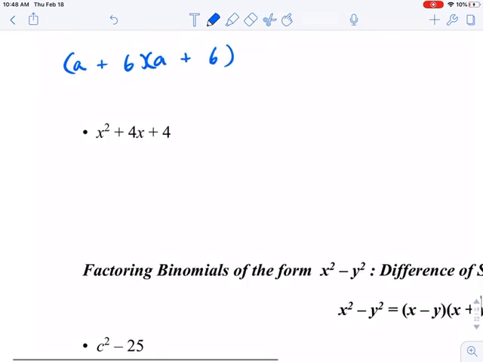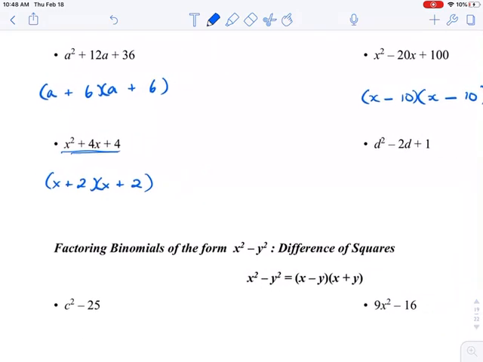Well, here we've got both positive terms. X squared can only be x multiplied by x, and 4 is going to be 2 and 2, and then the two positives, everything has to be positive because there's no negatives in the original polynomial.